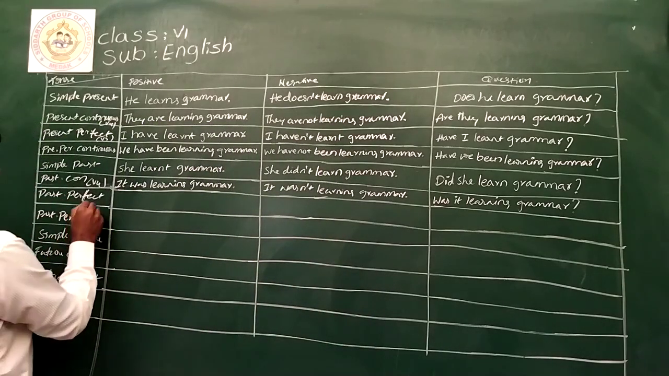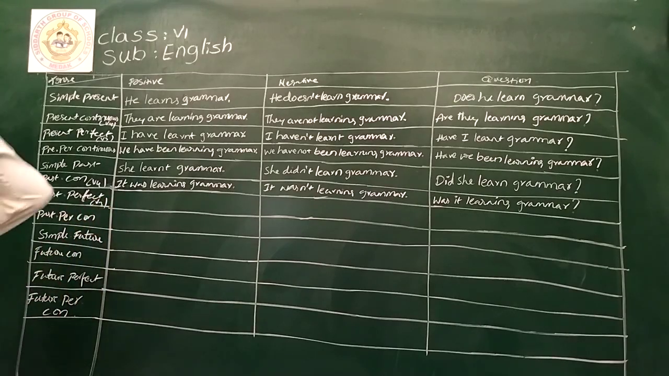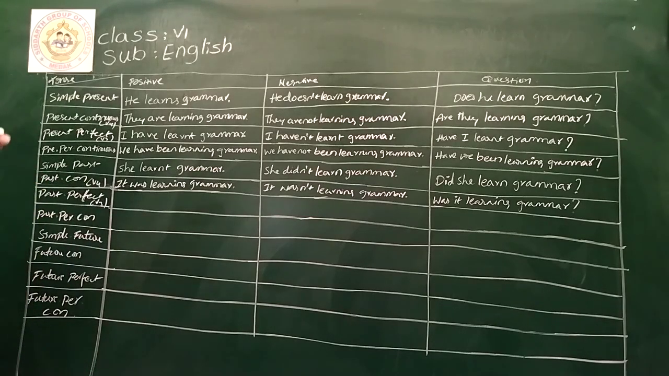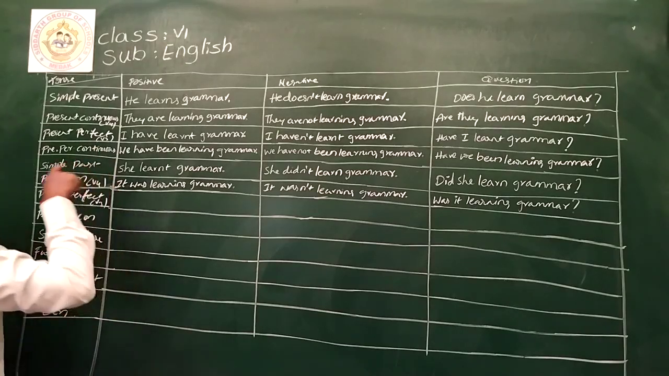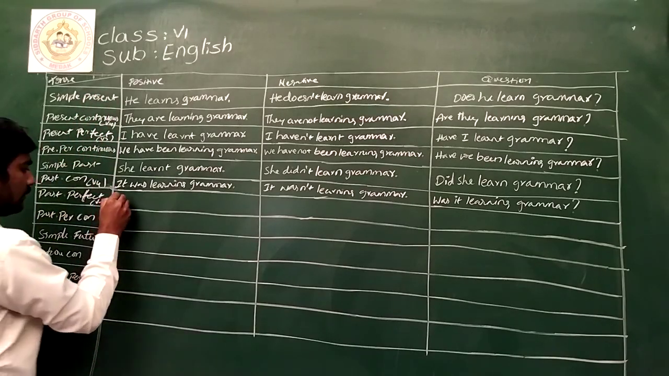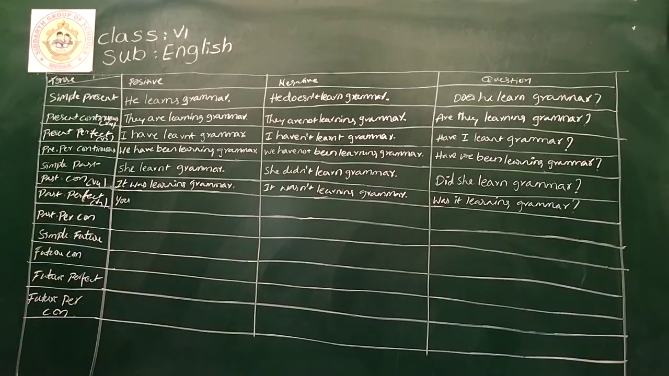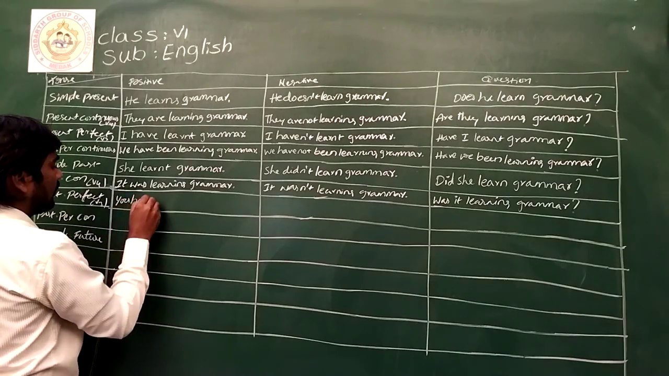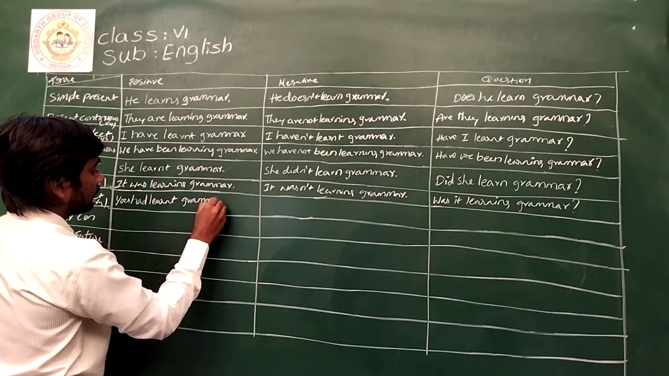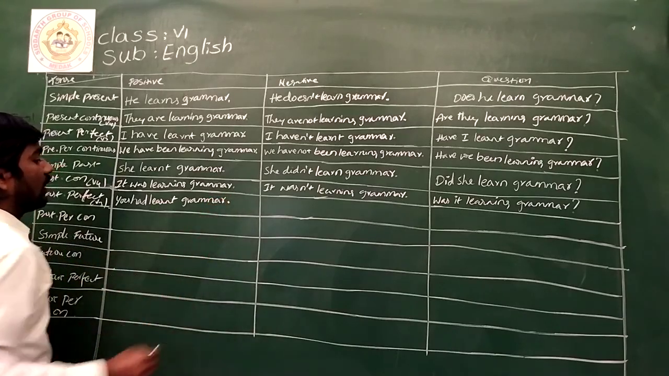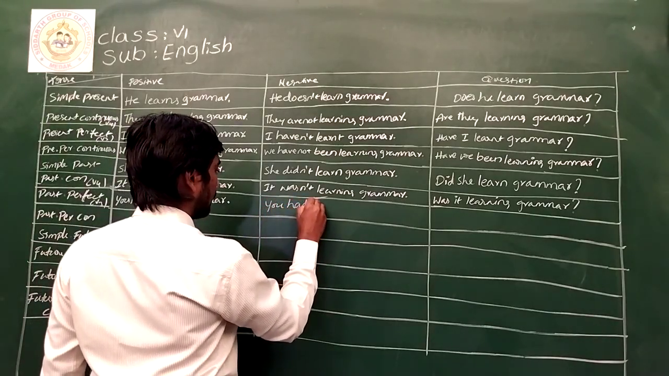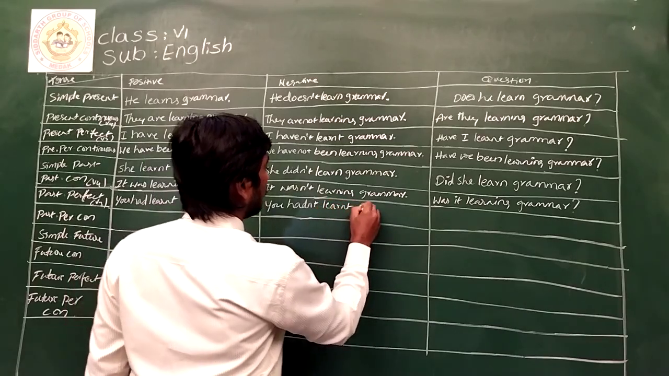Next one, past perfect V3. Start the subject plus had V3 plus object. So when we use past perfect, it is the first completed action in the past, right? I, we, he, she, they, I. One more one, you. Subject, had, V3. You had learnt grammar. Okay. Next, use not. You hadn't or had not learnt grammar.